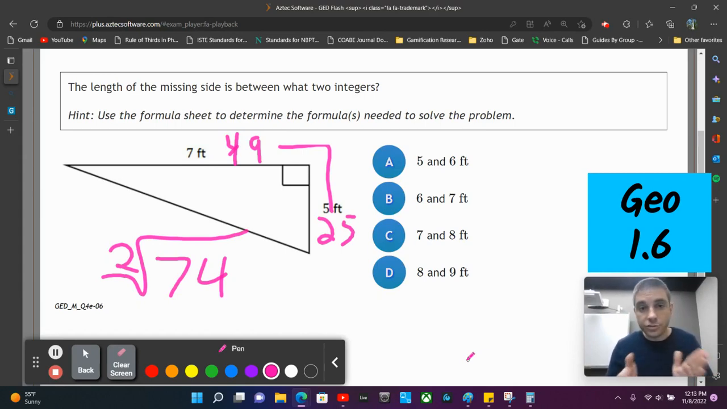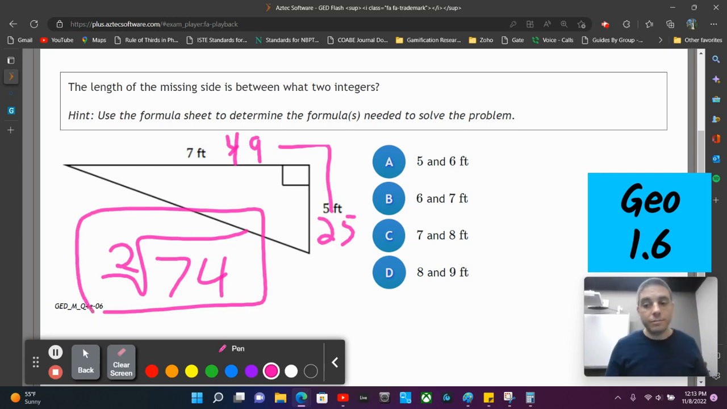That explains the instructions for this question. It's not asking us to actually calculate the exact answer. Rather, it's saying what two numbers does this answer fall between, where those two numbers are whole numbers, what they're calling integers. So what two whole numbers does this fall between?